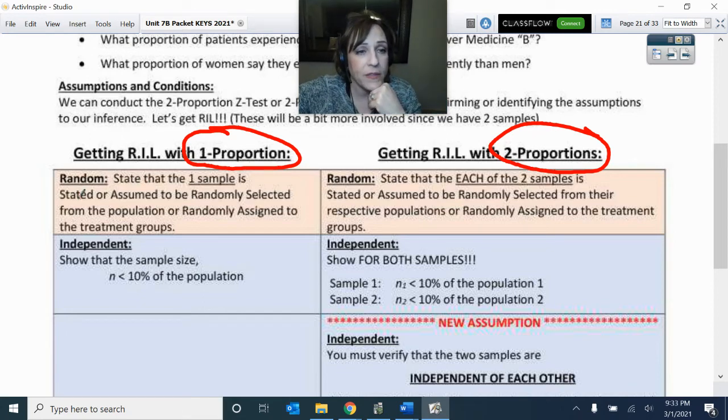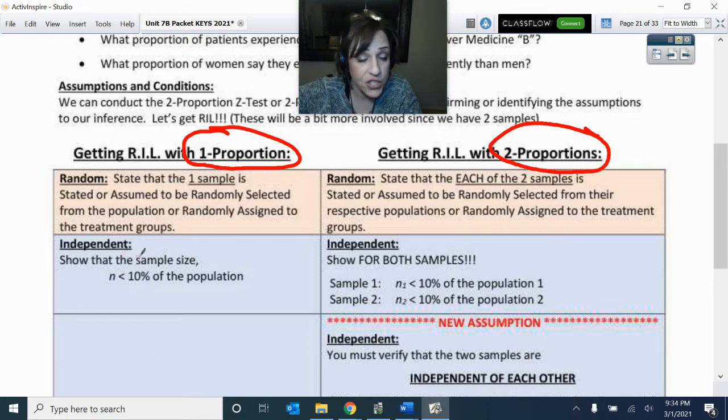So, with our one proportion, we stated that the data was stated or assumed to be randomly selected or randomly assigned to the treatment groups. Well, that's the same for two proportions. We just have to say it for both of the samples. So we have to say both of these samples and we state them specifically. You'll see in the example how we do that in a minute. So we do it for both.